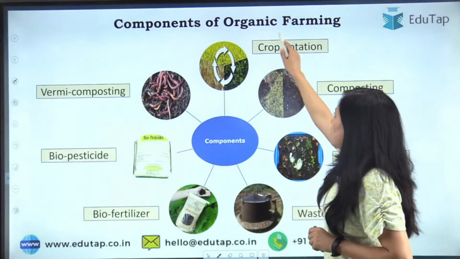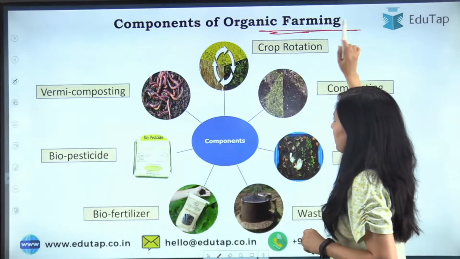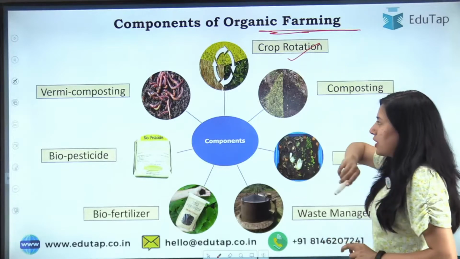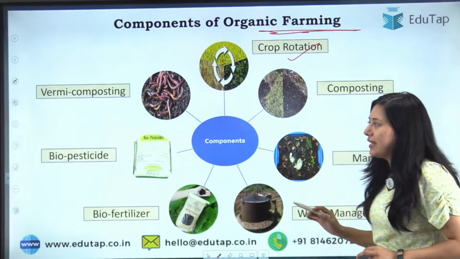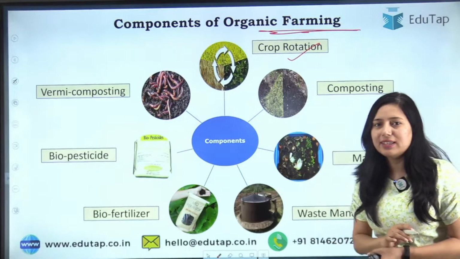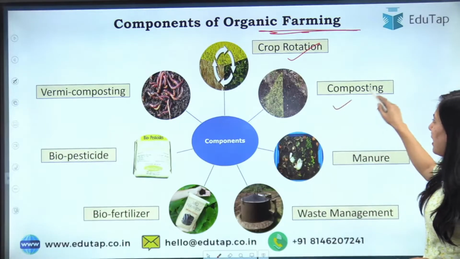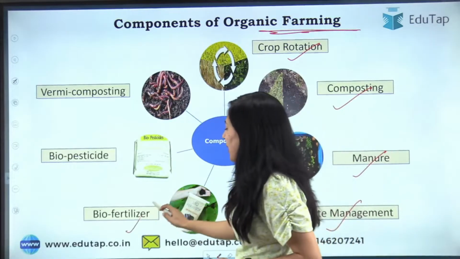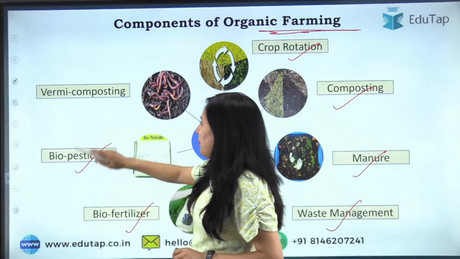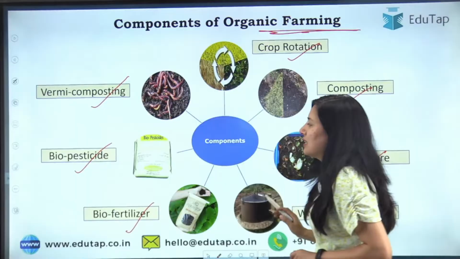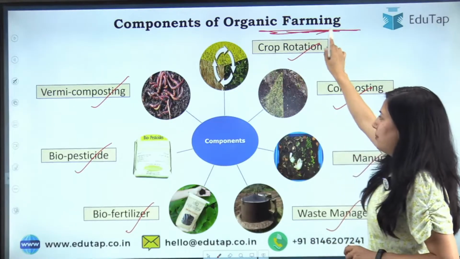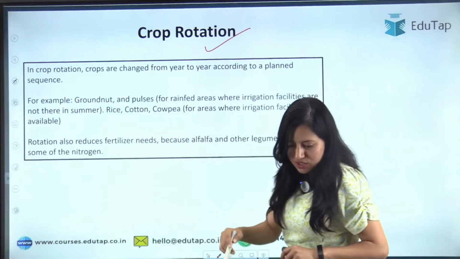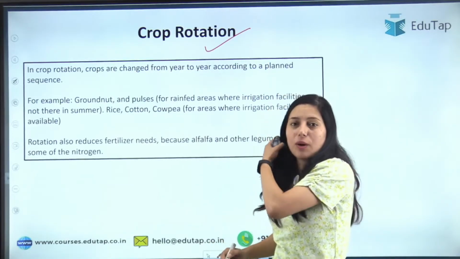Now we have to discuss the components of organic farming. Okay? What are the components of organic farming? So the very first is crop rotation. We will be discussing each component in detail, but here just have the idea of what the different components are. Then we have composting, manure, then waste management, then biofertilizer, then biopesticides, vermicompost. These are the different components of organic farming. Now let us discuss them one by one. So the very first is crop rotation. Okay? The very first component is crop rotation.